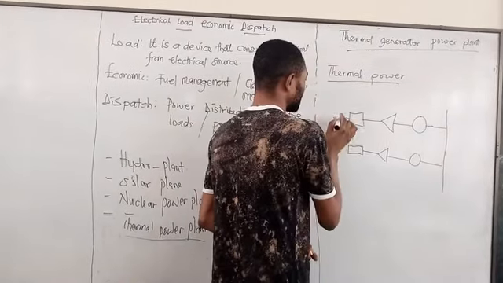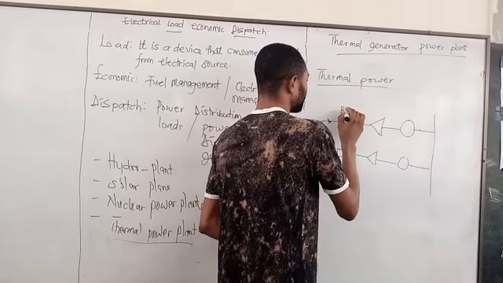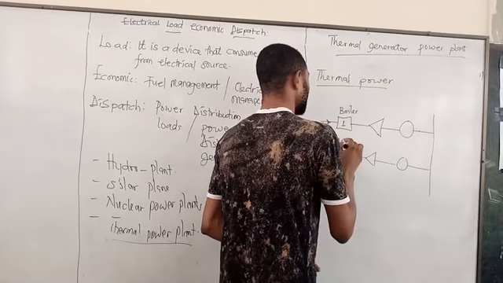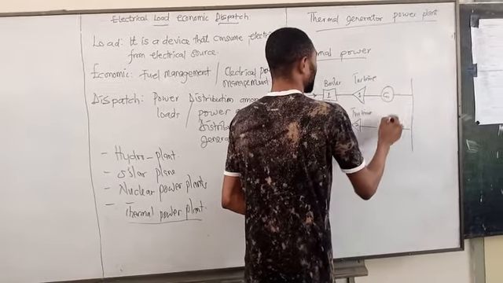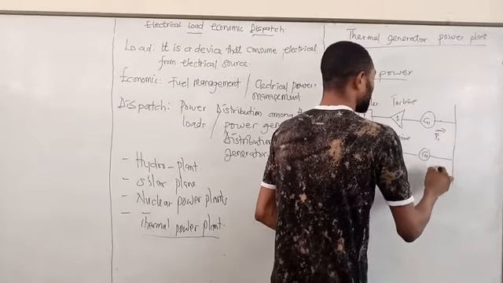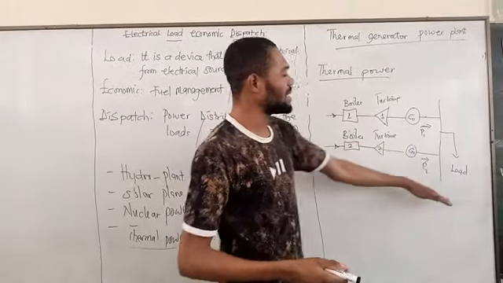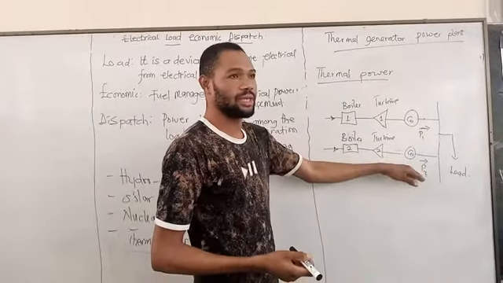So let's say this is the fuel you want to inject. So this is boiler 1. Maybe boiler 2, then generator 1, generator 2. Then the power output of this generator we call P1 and this P2. And all this will come to what? To the load. So it's basically talking about if we want to generate power to meet the load demand out here, then you have 2 or more generators.